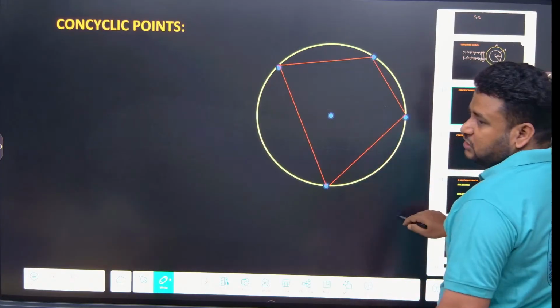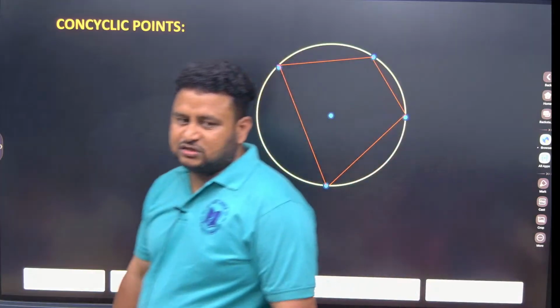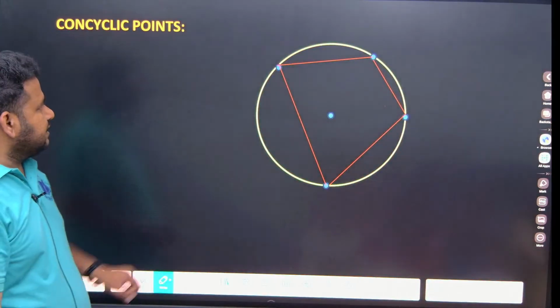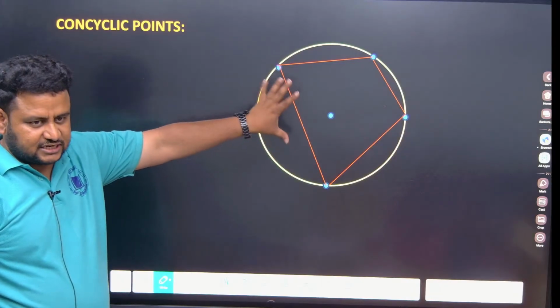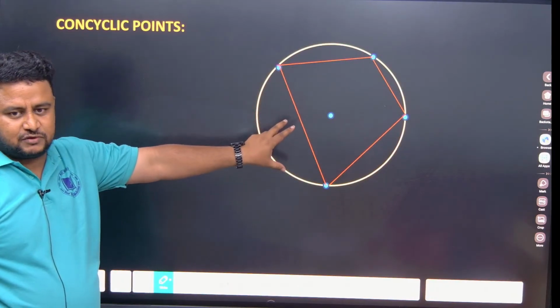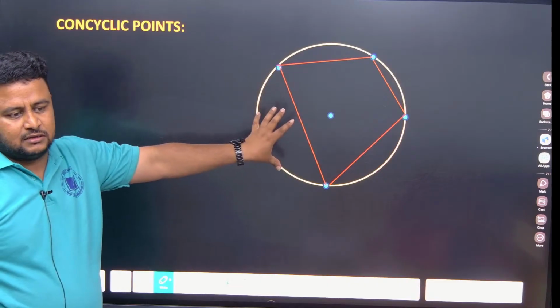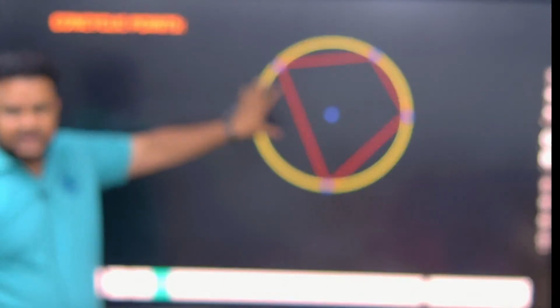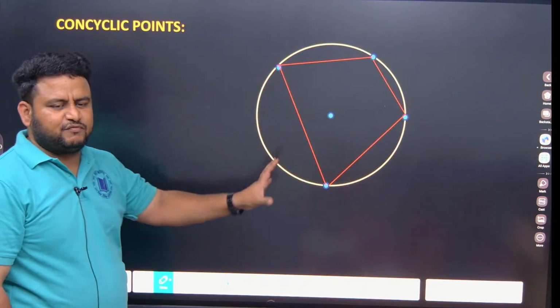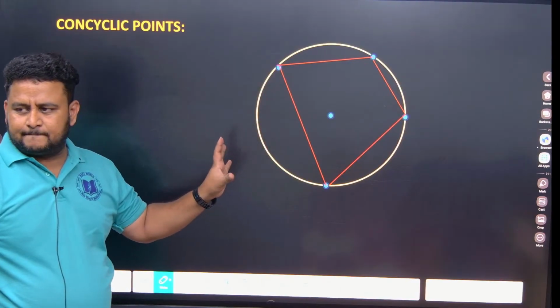Next, concyclic points. Concyclic points means the points that are on the circumference of the circle. A quadrilateral so formed is called a concyclic quadrilateral. So what is the uniqueness of this concyclic quadrilateral? What is the sum of all the angles of a quadrilateral? 360 degrees.